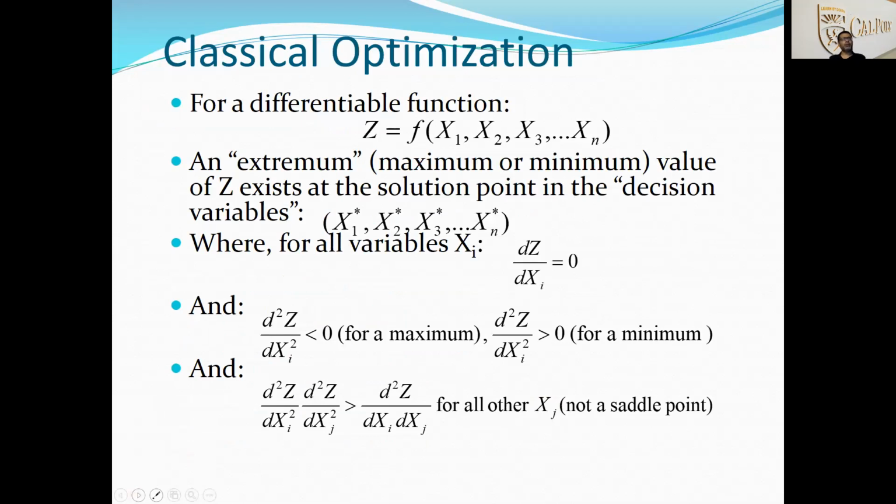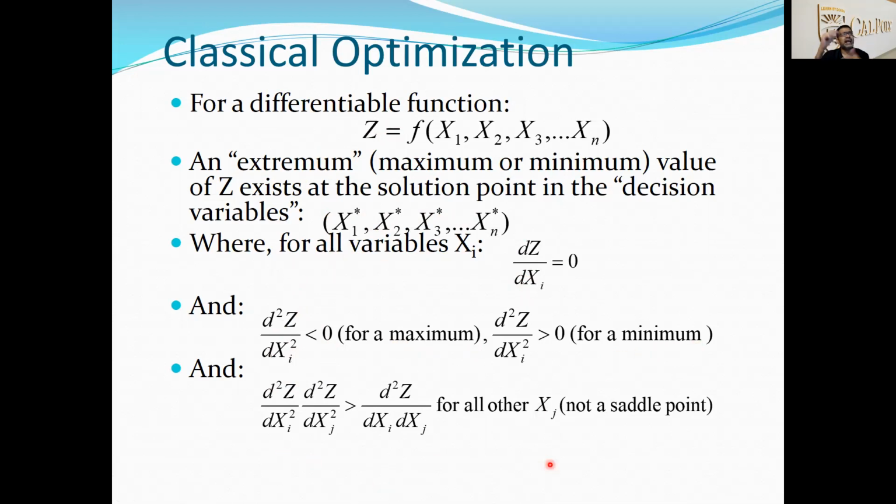So this is the classical optimization. If you have a differentiable function, z as a function f of x1, x2, x3, up to xn, these x's are my decision variables. An extremum, which is the maxima or minima of the value of z, exists at the solution point of the decision variables, where the asterisk represents one particular value that maximizes or minimizes z. For all variables xi, dz over dxi has to be equal to 0, and this is the second derivative condition for a maxima and for a minima.